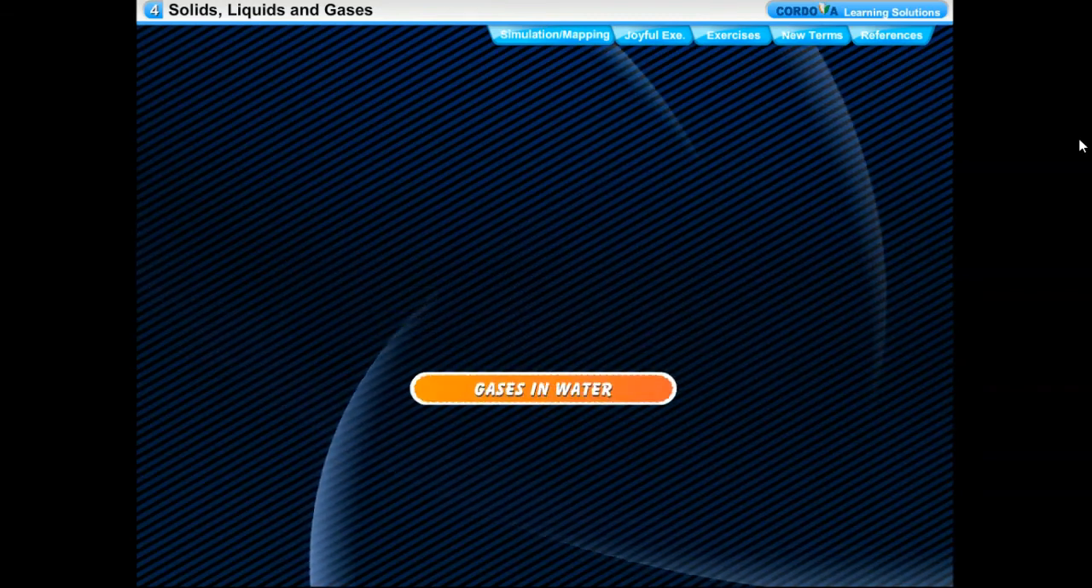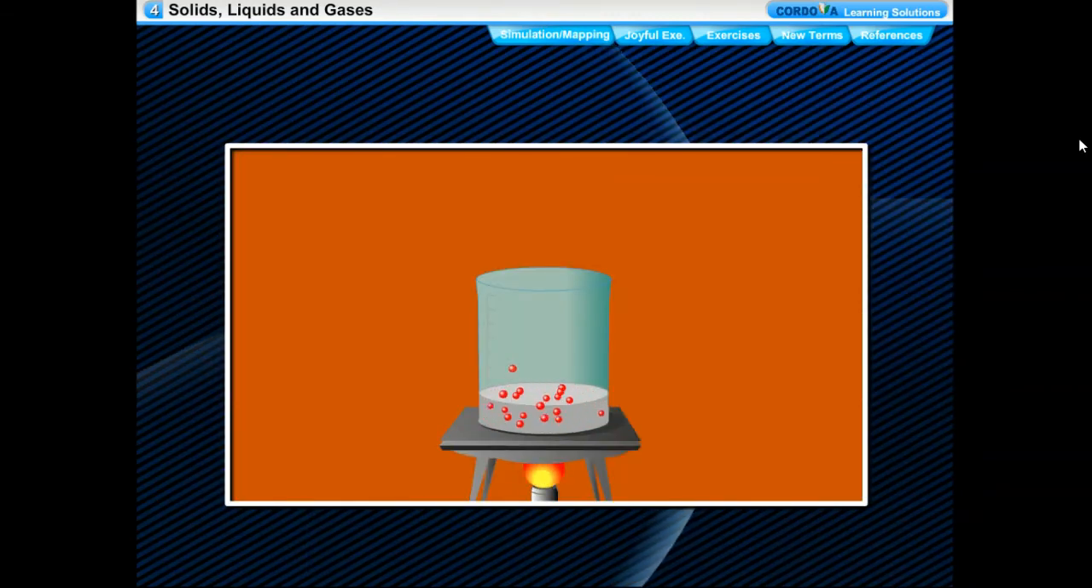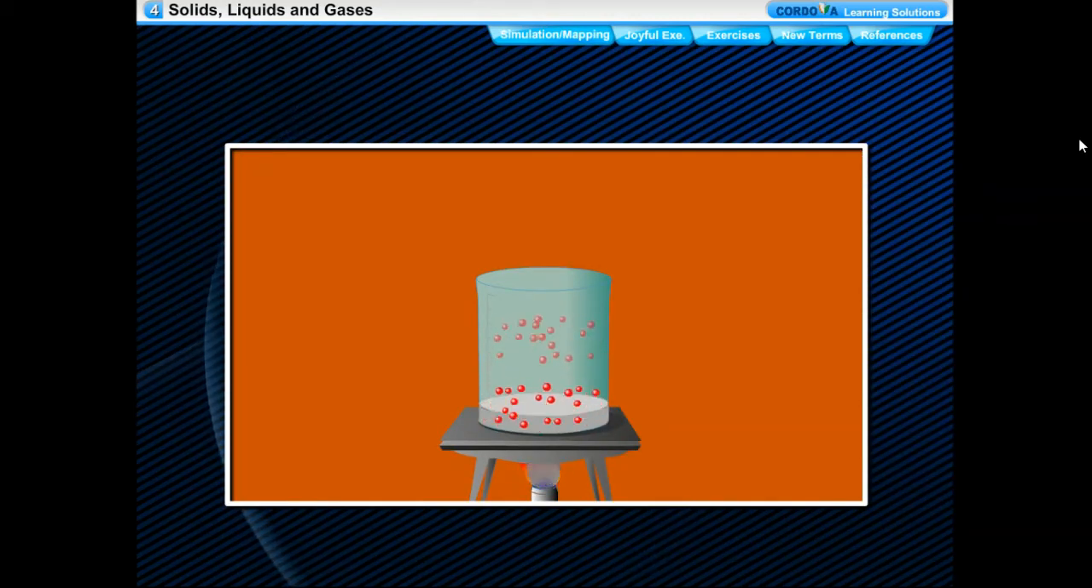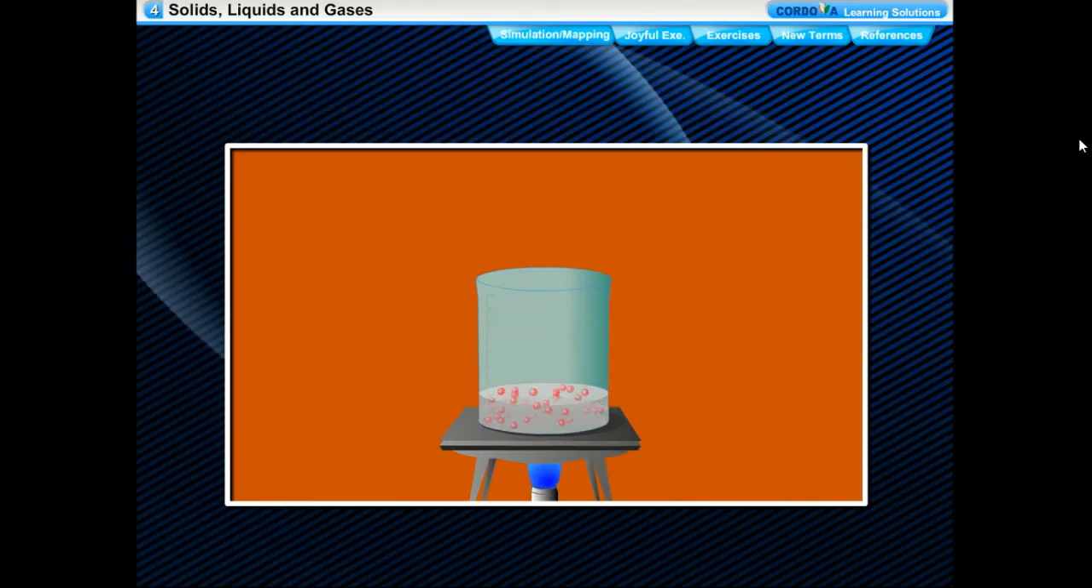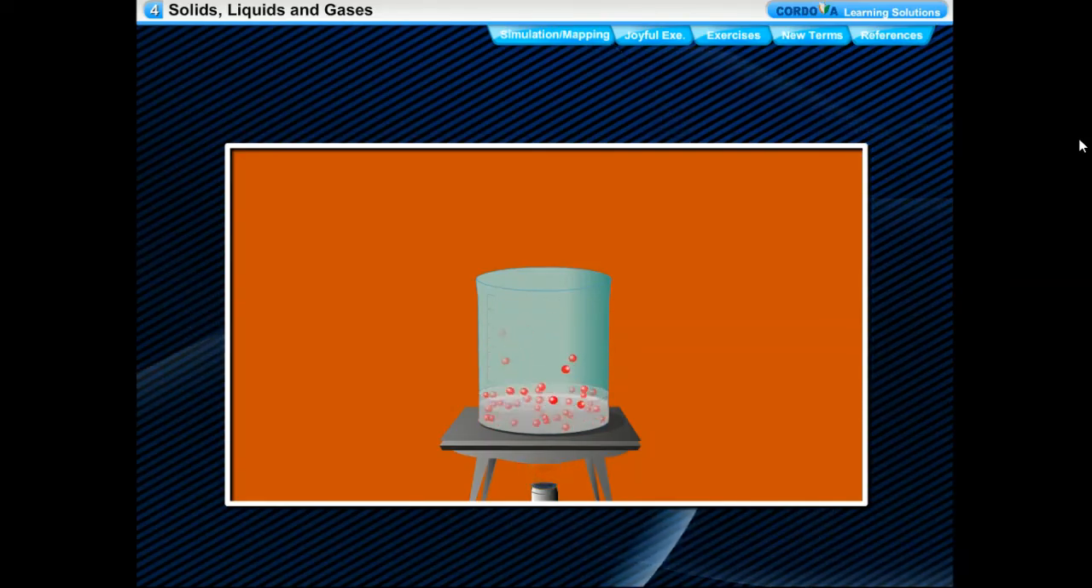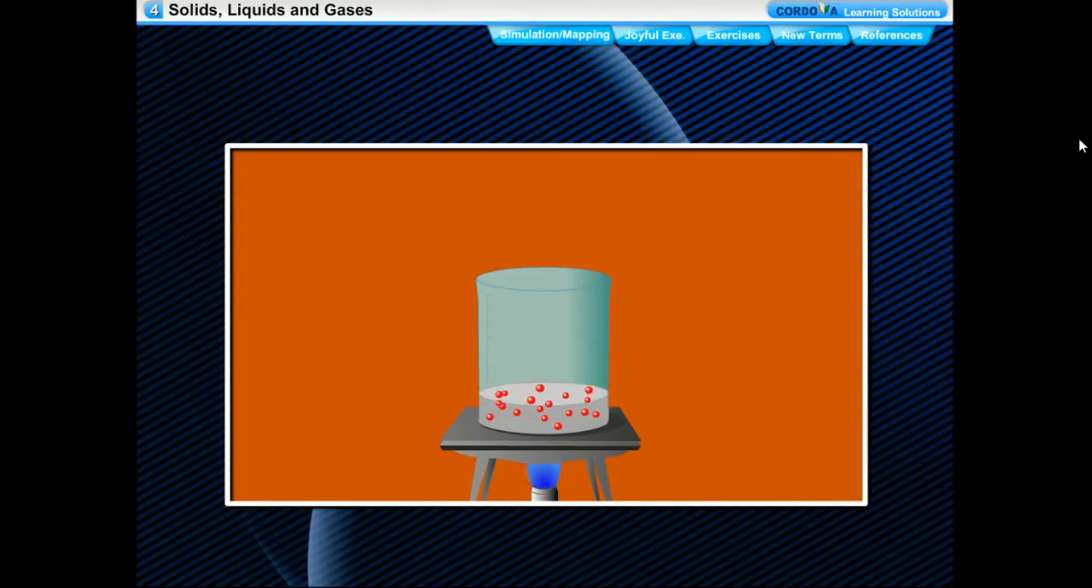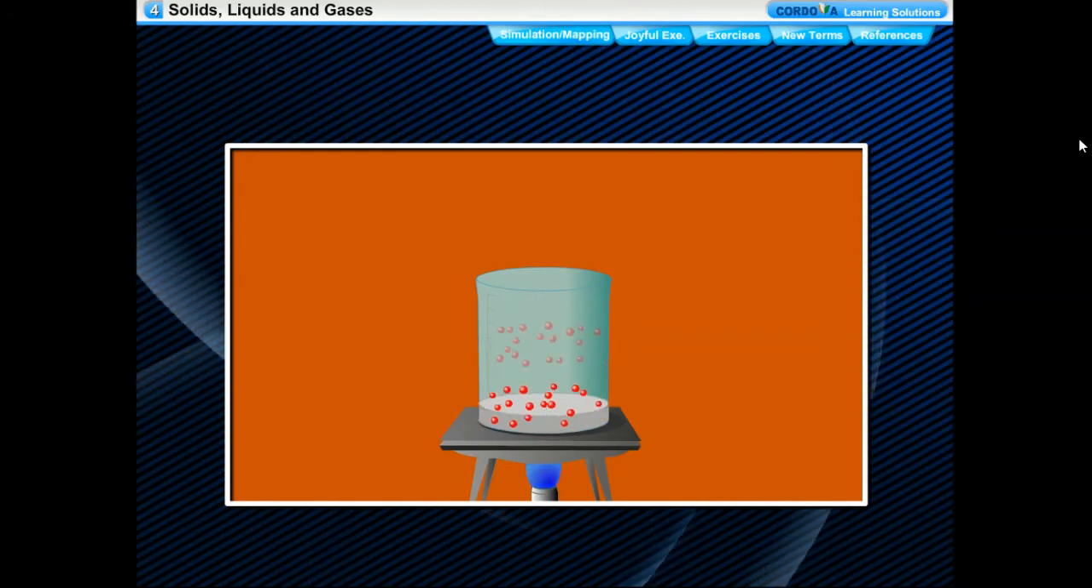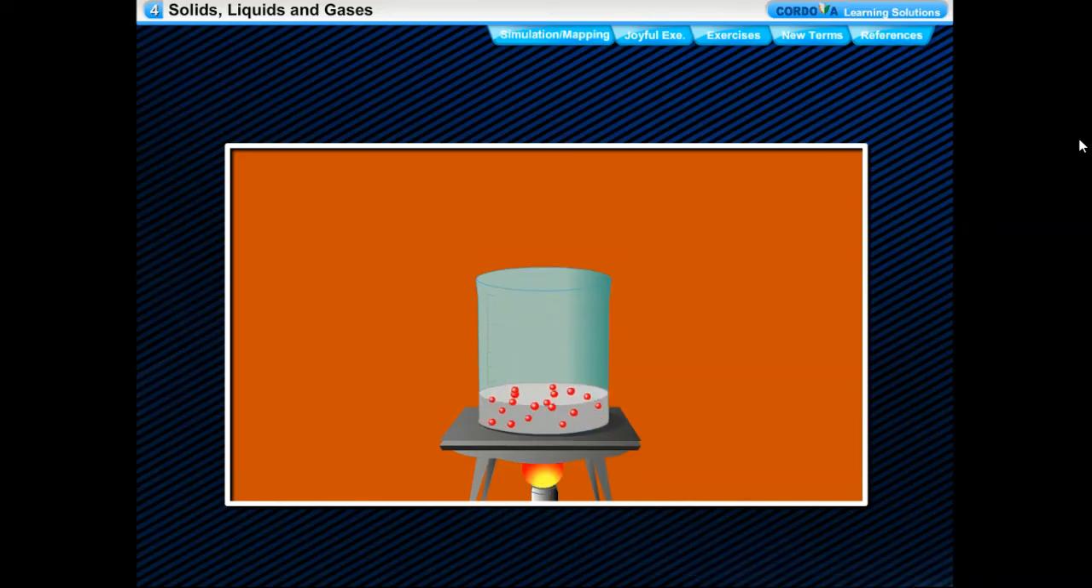Gases in water. When you boil water, you observe some bubbles are formed along the sides of the container. These are the dissolved gases that get separated from water on heating. The gases like carbon dioxide and oxygen dissolve in water.